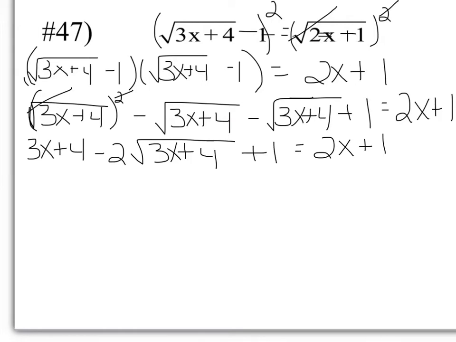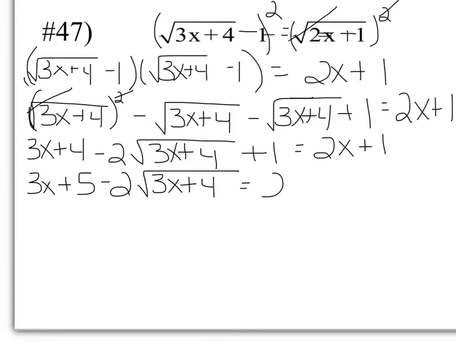All right, we still have a radical. So we're going to have to isolate the radical and then solve after that. So we need to get everything away from this radical here. So the first thing I'm going to do is combine this plus 4 and this plus 1 because they're like terms. So you have 3x plus 5 minus 2 square root of 3x plus 4 is equal to 2x plus 1. Now let's go ahead and start moving things away from the radical.